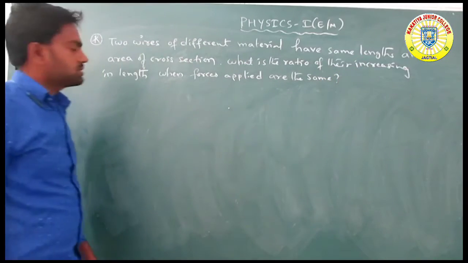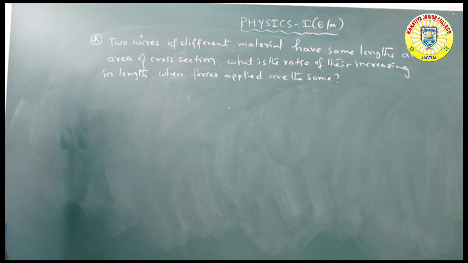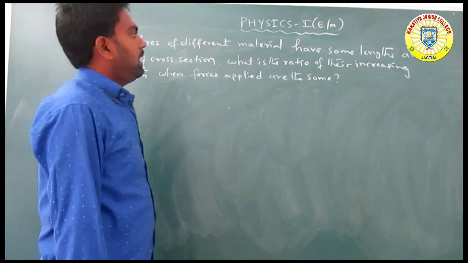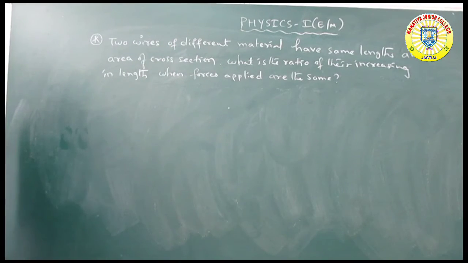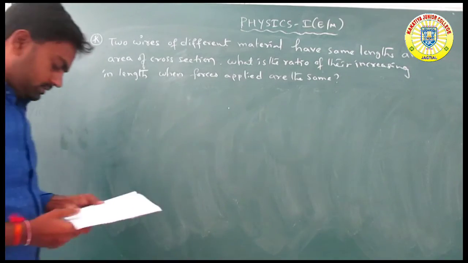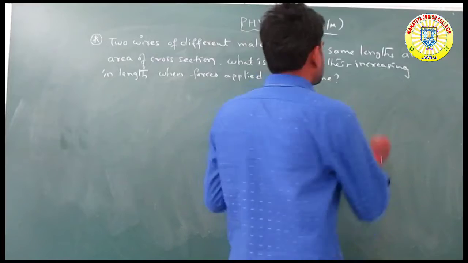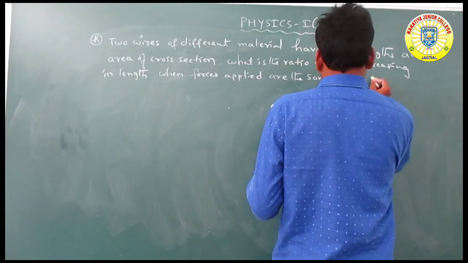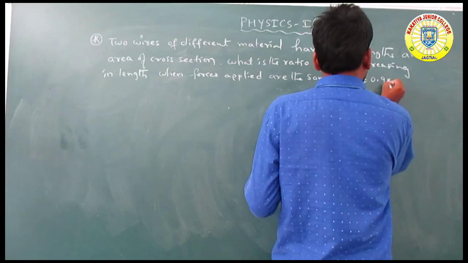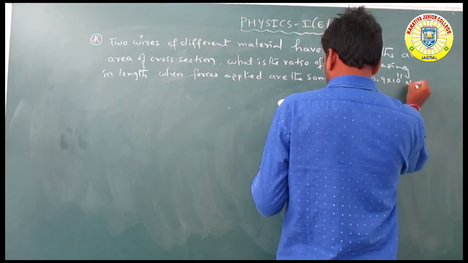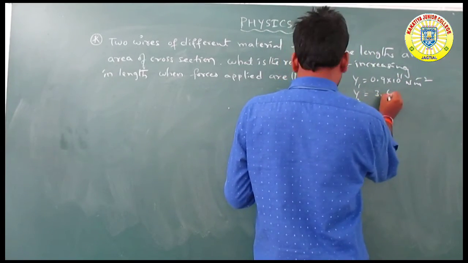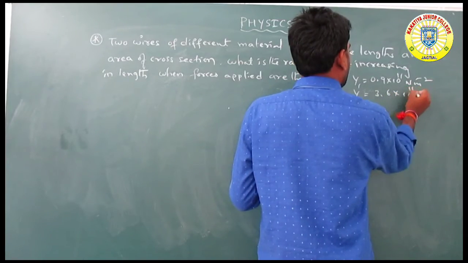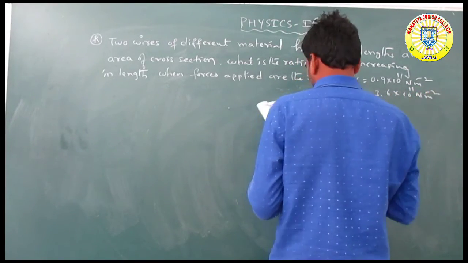Okay, got it. So two wires of different material have the same length and the same area of cross section. What is the ratio of the increase in length when the forces applied are the same? Also given, Y1 is equal to 0.9 into 10 to the power of 11 Newton per meter square, and Y2 is 3.6 into 10 to the power of 11 Newton per meter square.